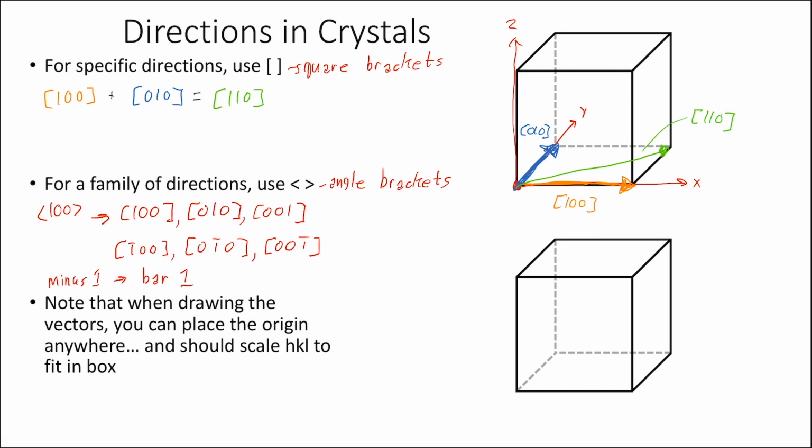So now let's try to use what we've learned so far to draw a slightly more complicated direction. That direction will be -1, 1, 2. So we're going to try to draw that one. For this example, I'm going to place the origin here. And that's going to be my x direction, y direction, and z direction.